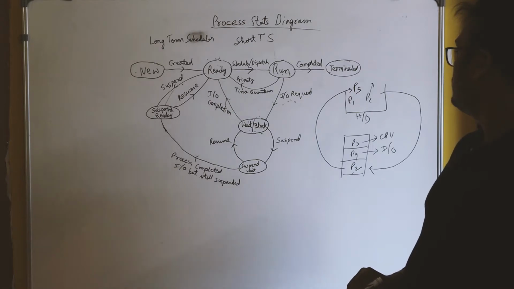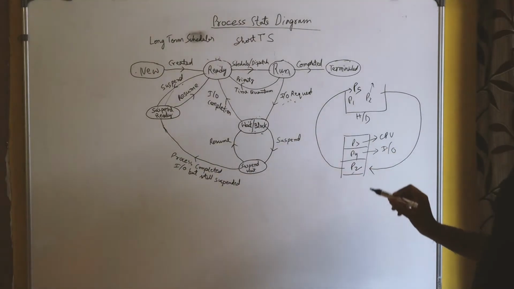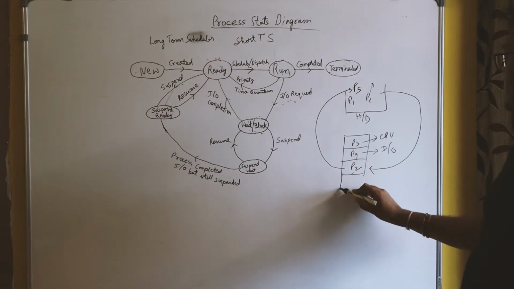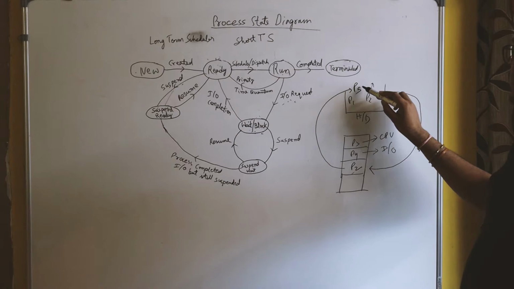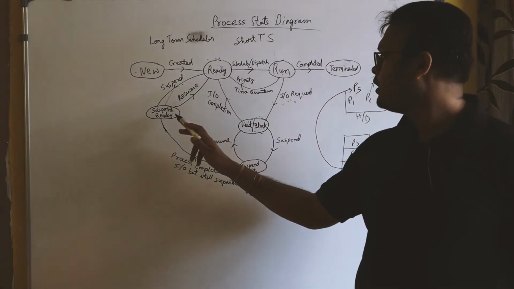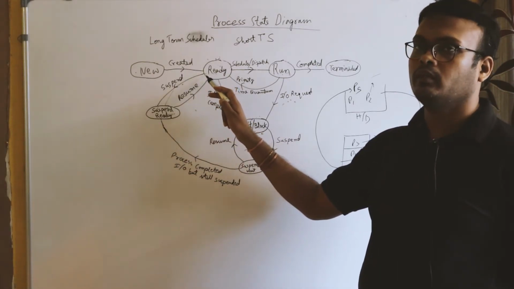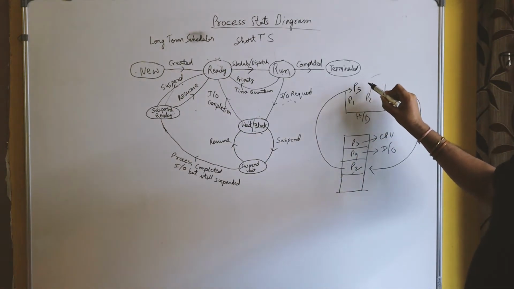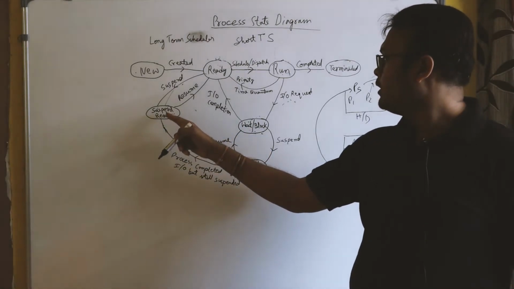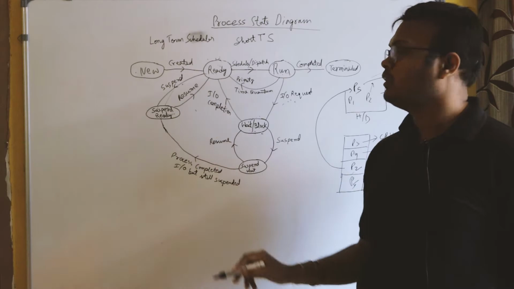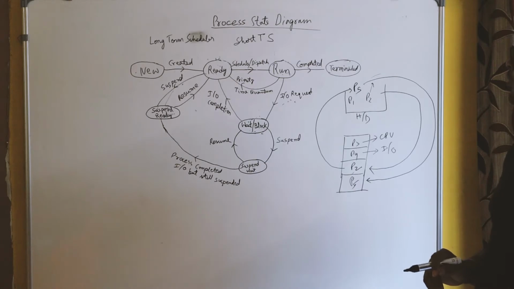And suppose after some time again some space is created in the RAM. Then P5 can again come and sit in the RAM. It means P5 can make a transition from suspend ready to ready state. So P5 can again come to the RAM. That's why there is a transition from suspend ready to ready. I think I'm able to make you understand this.